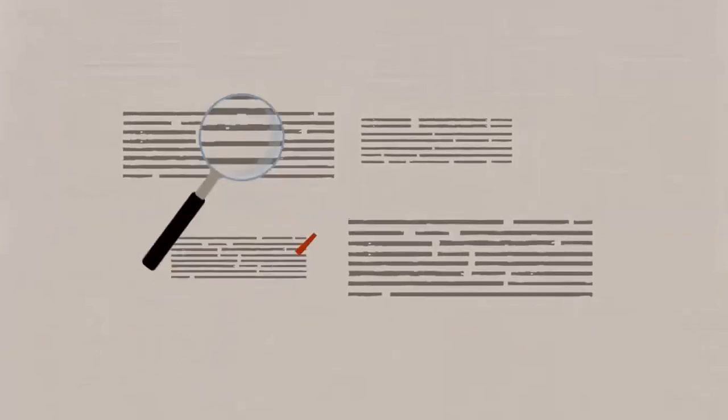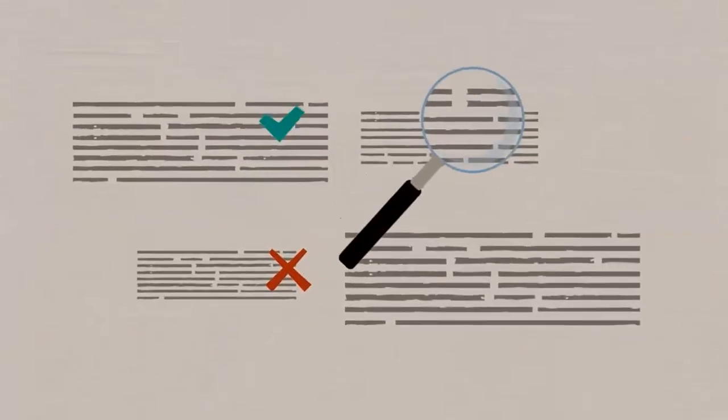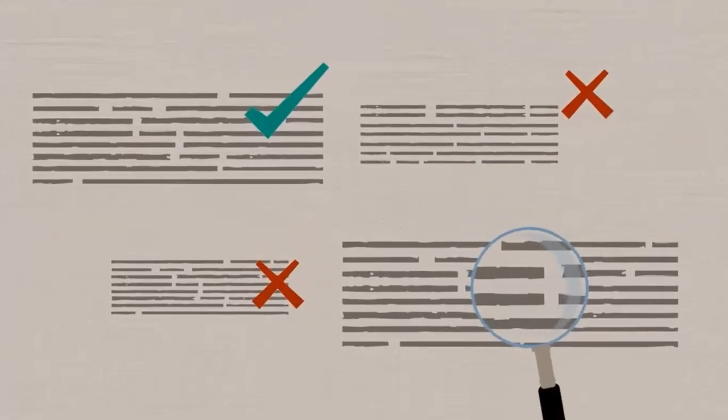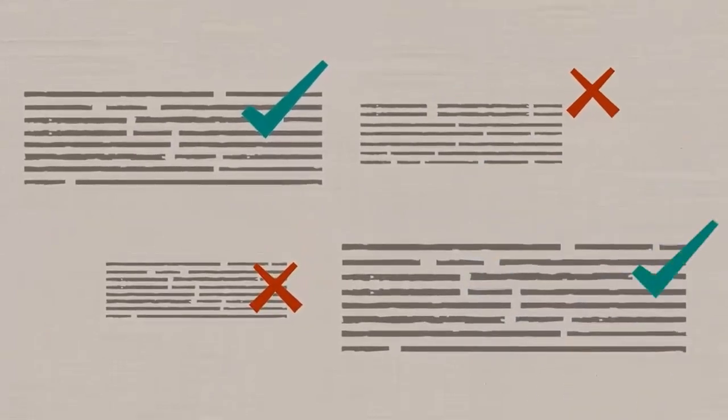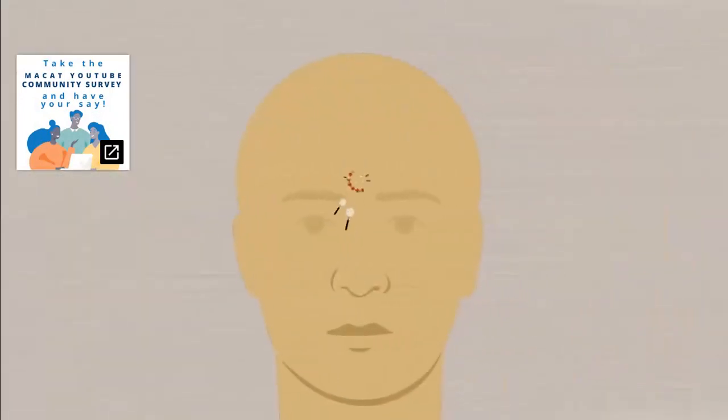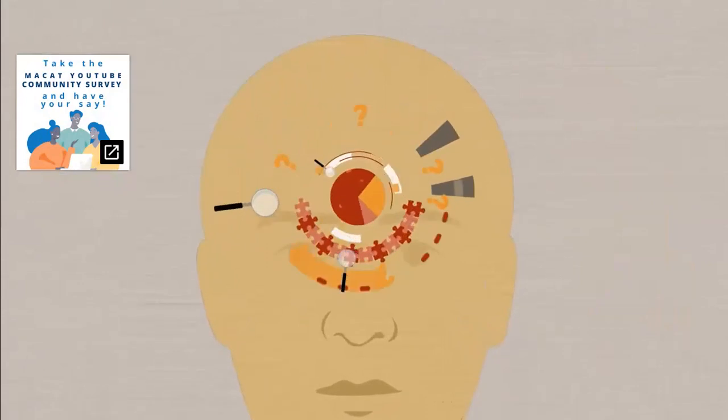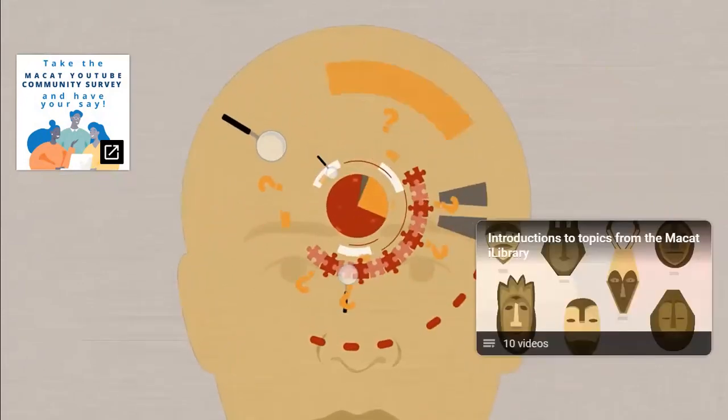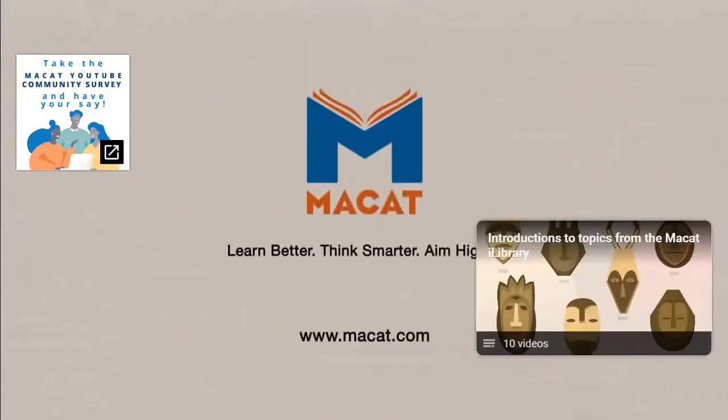Critical thinking is also about a sense of discovery and excitement, not only about learning, but evaluating arguments to see how they stand up, and filtering for yourself what resonates as right or wrong. By using these techniques, you'll find yourself becoming a clearer, better thinker. Learn better, think smarter, aim higher.